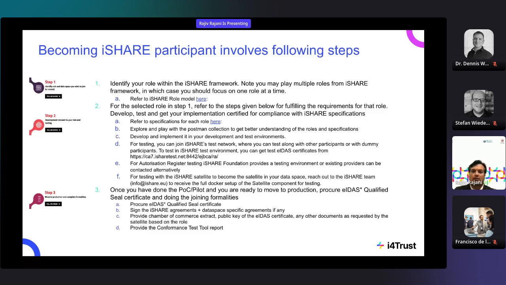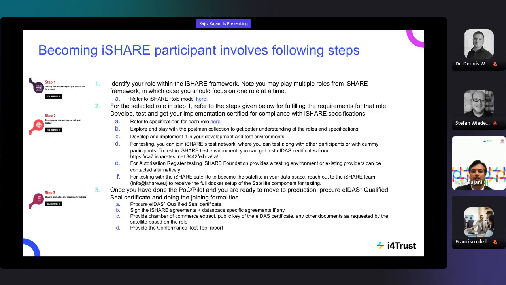Once you have done all the development and testing of your role as specified, and you are confident that this component can now be taken into production, at that time you can go to step three, and you essentially onboard as a participant in iSHARE. For that, you procure an EIDAS certificate or an equivalent certificate as is mentioned in the framework. You sign the agreements that are there. I already explained some basic idea about the multilateral contract in my previous session, but that is enforced via signing of agreements, that is the terms of use and accession agreement. You can also find these agreements via the website.